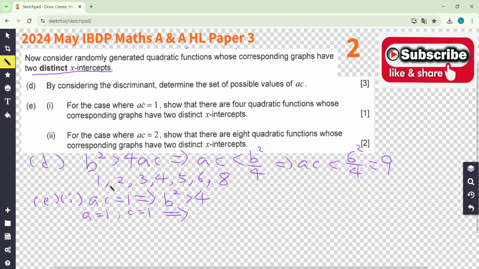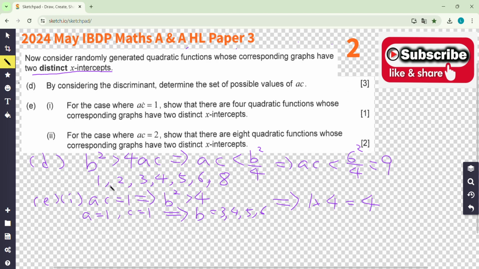B is 1, 2, 3, 4, 5, 6. Which number squared can be larger than 4? 3 is okay. 2 is not okay, 2 cancel. 2 squared is equal to 4, not larger than. So B equals 3, 4, 5, 6. It guides you for the counting game. So for AC, 1 case, B 4 cases. So multiply together, 1 times 4, 4 cases.